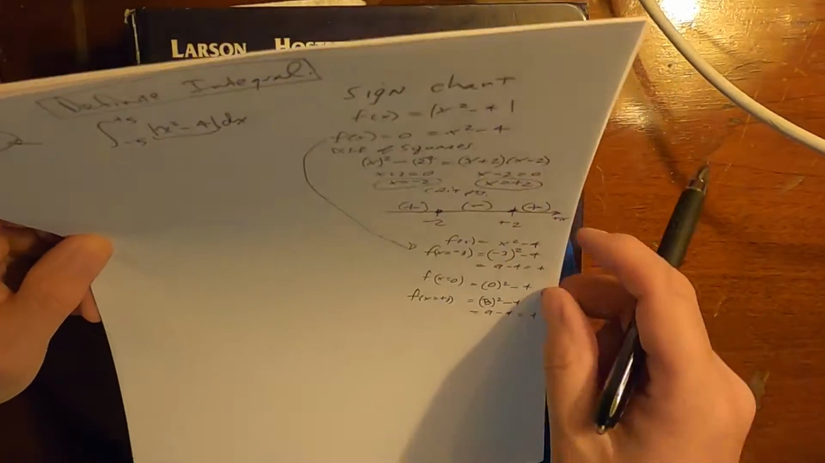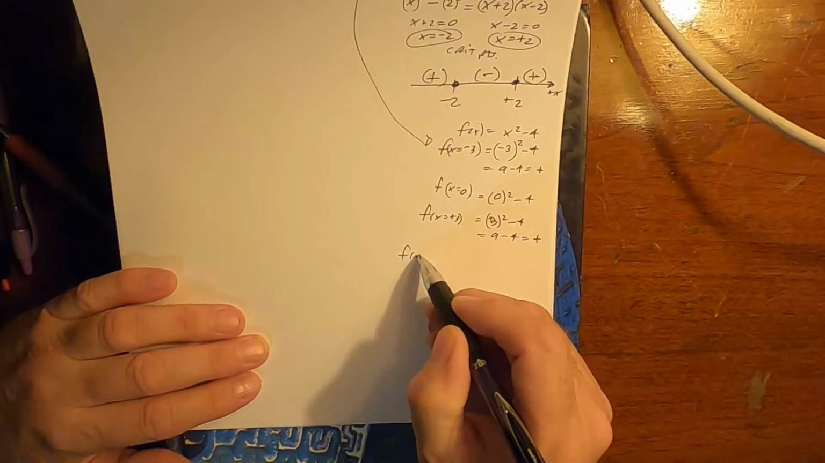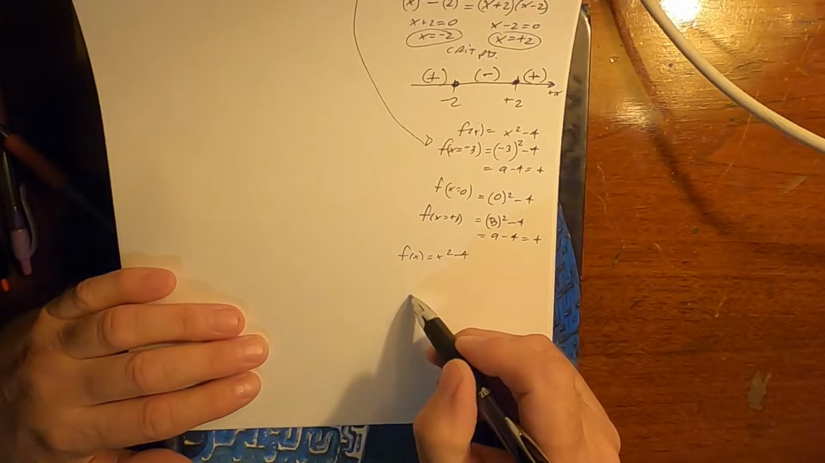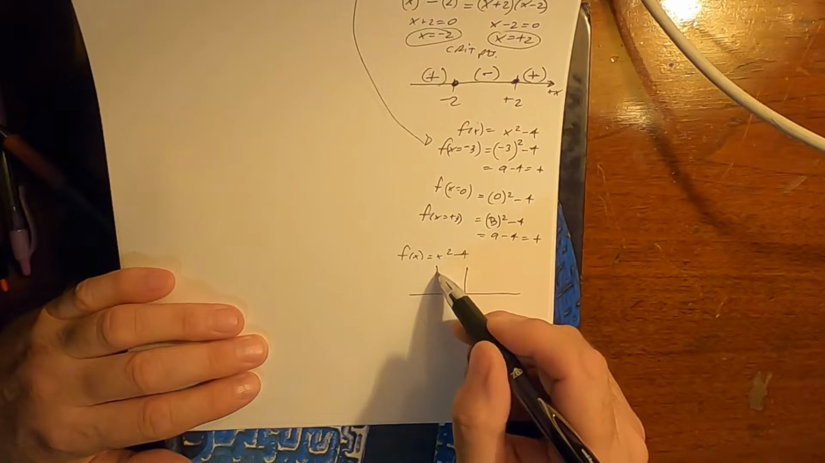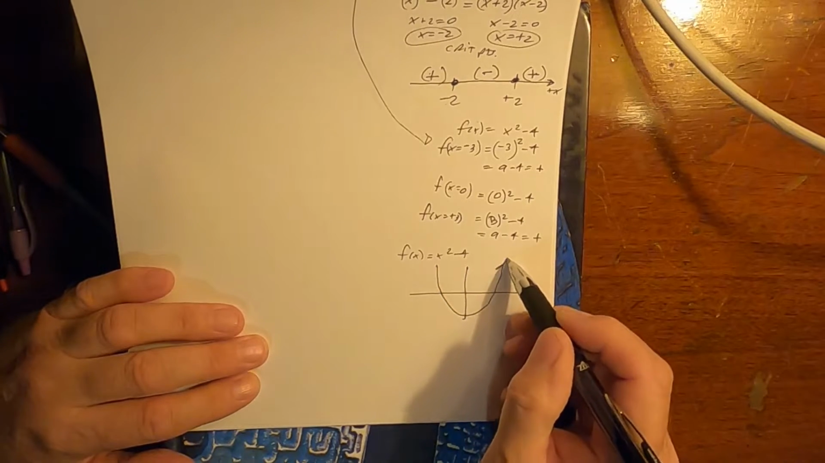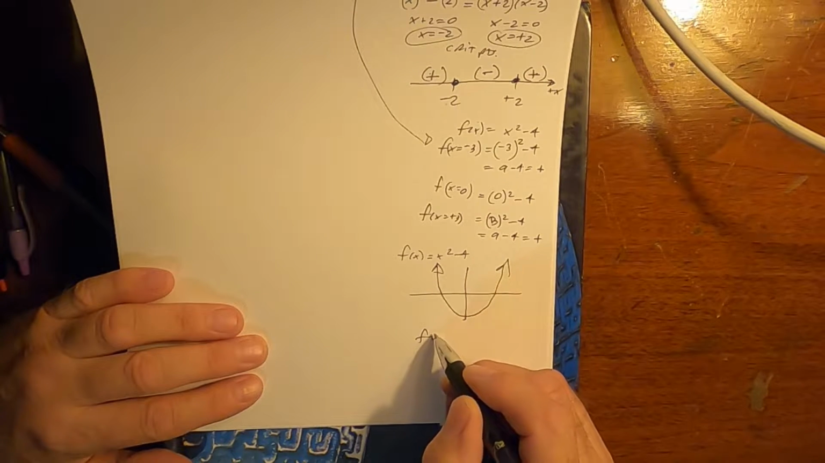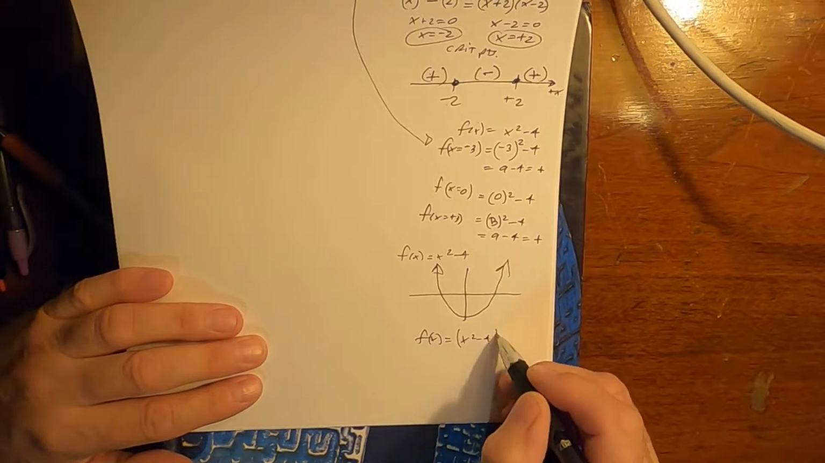All of that makes a lot of sense, because if you plotted this just as f of x equals x squared minus 4, you would get something that looked like this, and it would come back up. But that's not what we have. We have f of x equals x squared minus 4 with the absolute value.